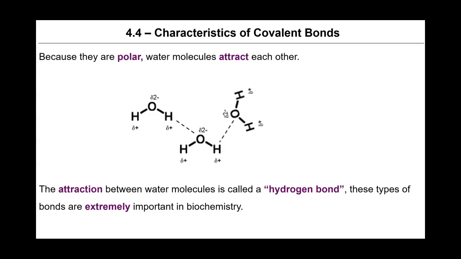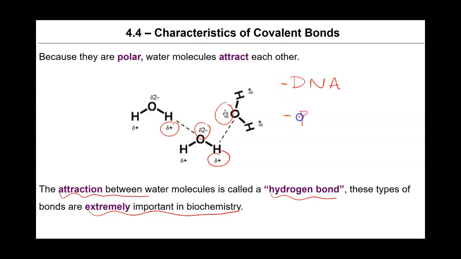Because water molecules have a positive end and a negative end, they attract one another. Positives attract negatives. And you probably noticed this if you spill some water, it kind of beads to itself. It sticks together. The attraction that exists between water molecules is called a hydrogen bond. And these bonds are extremely important in biochemistry, which we'll be studying next quarter. In particular, they give rise to the DNA double helix, and they're also important in what we call protein folding, which gives rise to the characteristic shapes of our proteins and enzymes.